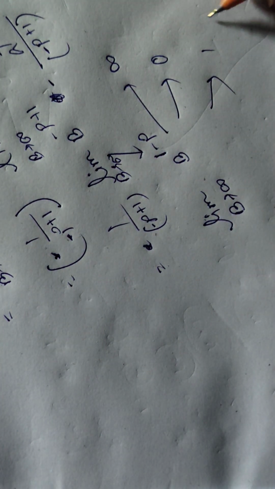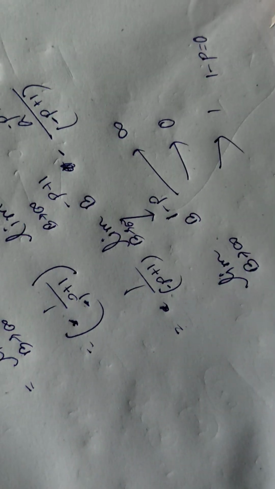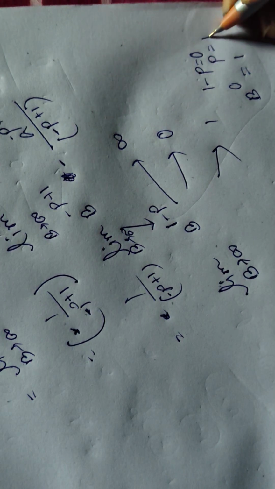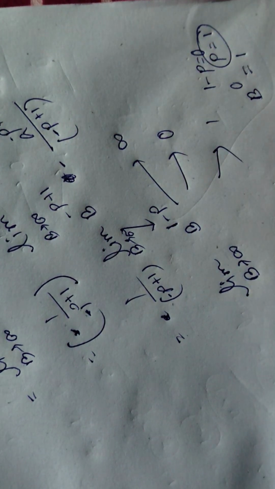Right. So basically you have to solve this, which is nothing but the limit as b tends to infinity of b to the power 1 minus p. Now this limit has three values: first of all infinity, then 0, then 1. When will it be 1? When 1 minus p equals 0. When 1 minus p is equal to 0, then b to the power 0 is 1. So basically p is equal to 1.